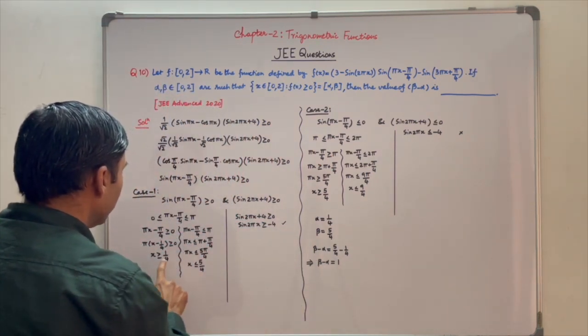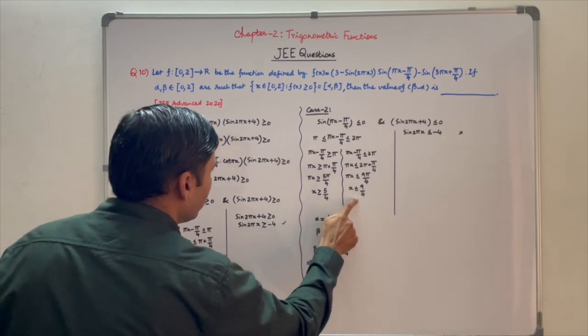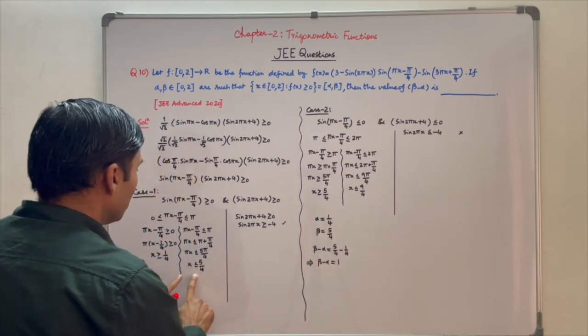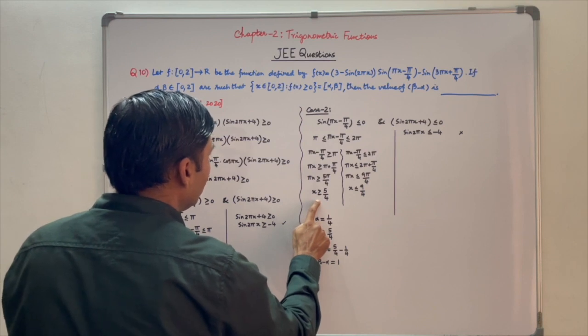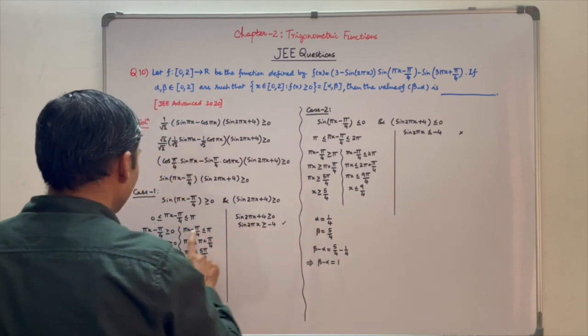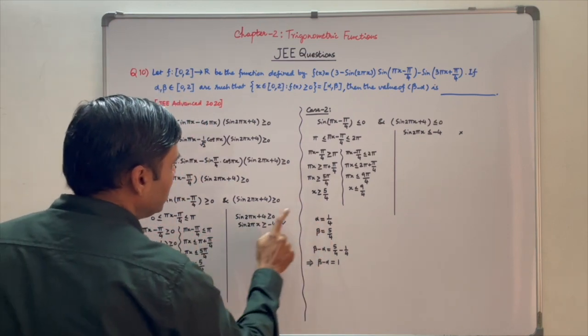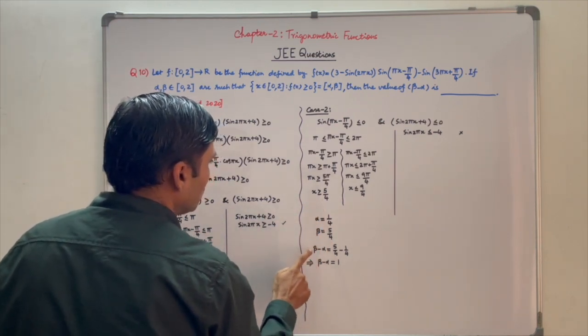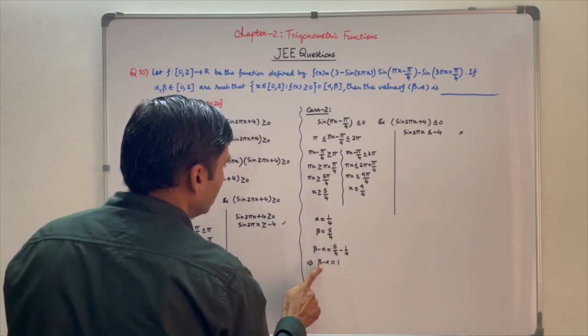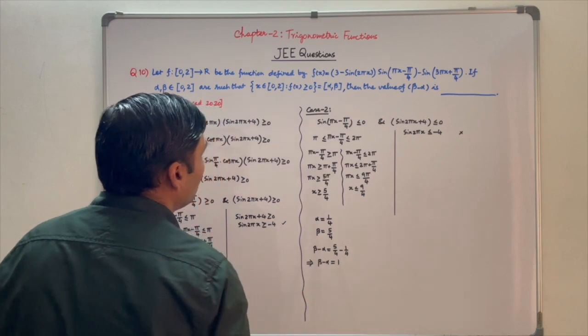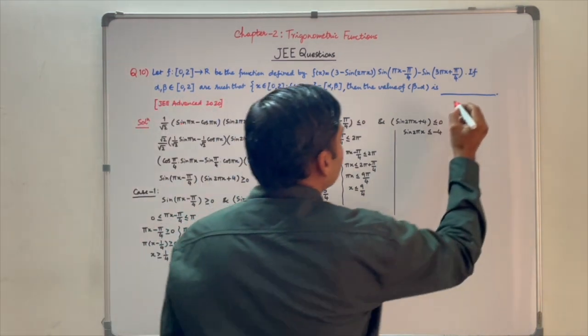Finally, we need to combine these solutions. x is less than or equal to 5 by 4 and x is greater than or equal to 5 by 4 will be true when x is equal to 5 by 4. So alpha will be 1 by 4 and beta will be 5 by 4. So beta minus alpha is equal to 5 by 4 minus 1 by 4, or beta minus alpha is equal to 1. So our answer is 1.